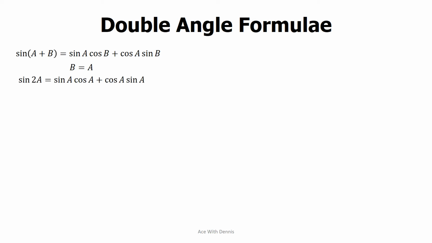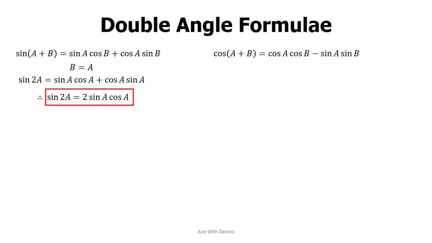Now let's talk about the double angle formula. How do we get the double angle formula? We come from this addition formula: sine A plus B equals sine A cosine B plus cosine A sine B. We do the similar thing. We substitute B equals A, which becomes sine 2A equals sine A cosine A plus cosine A sine A. Therefore, sine 2A equals 2 sine A cosine A. So this is the first formula under the double angle formula type.